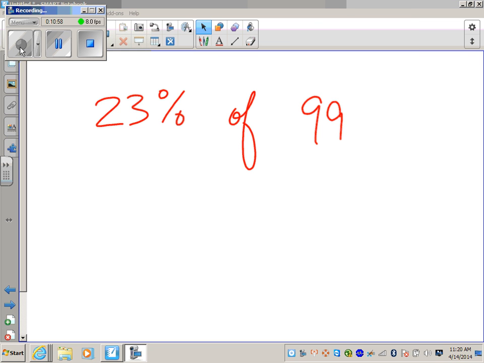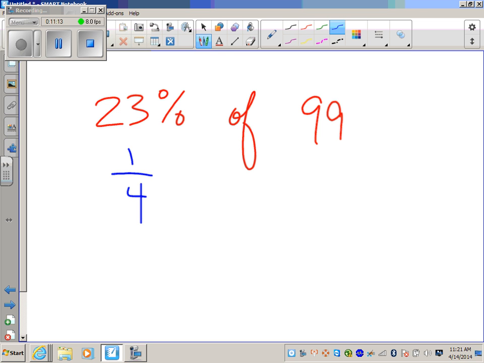Okay, what percent are we going to use? 23% is closest to what percent that I have on my chart? 20%? No. 25. It's 2 away from 25. It's 3 away from 20. Let's use 25. What is it? 25% is 1/4. What number closest to 99 is divisible by 4? 100. What is 100 divided by 4? What's a dollar divided by 4? 25. How many 25s do I need? Just need 1.